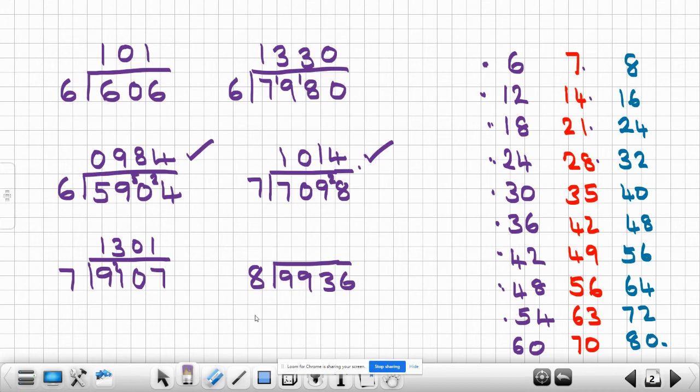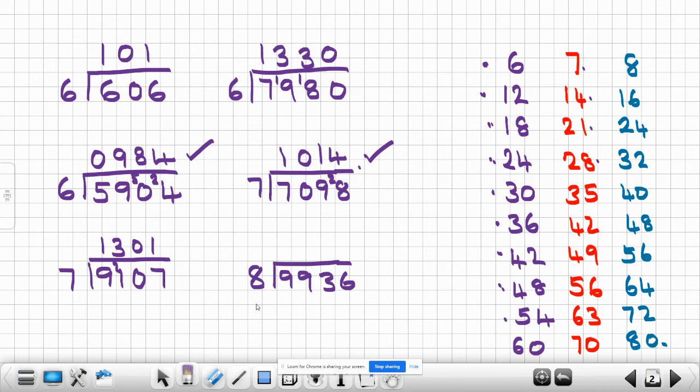If you feel confident, why not pause the video and try the last one for yourself? You can write out your 8 times table if you want to, and then when you're ready and you found an answer, you can check it on your calculator or you can check it with me.